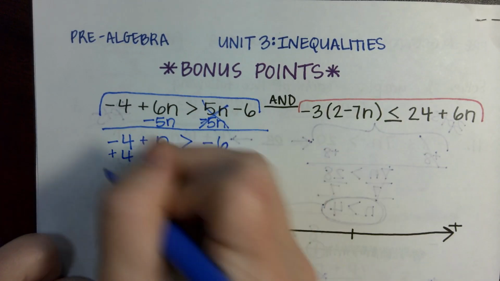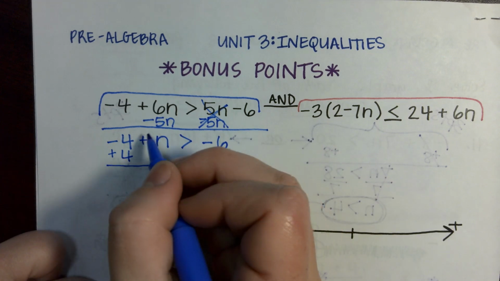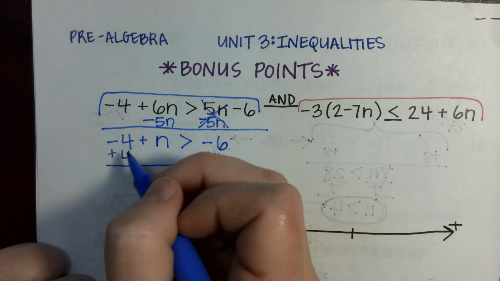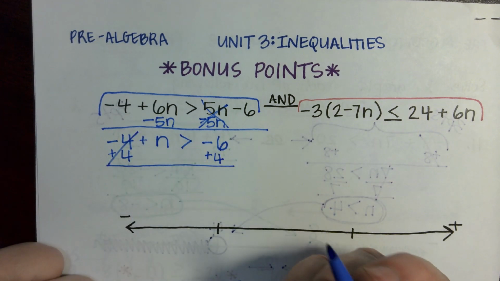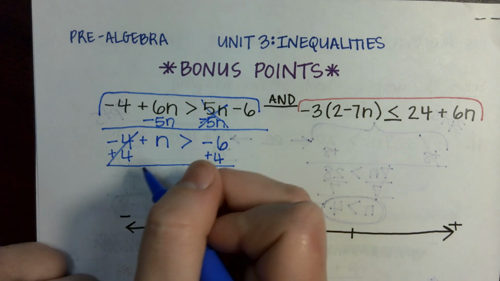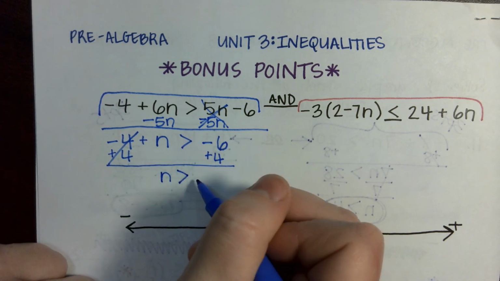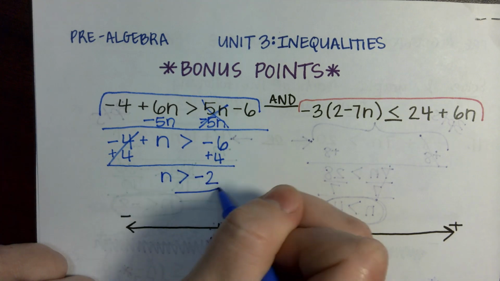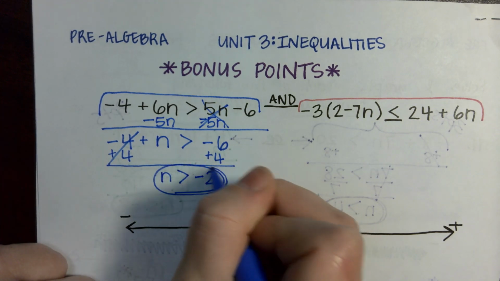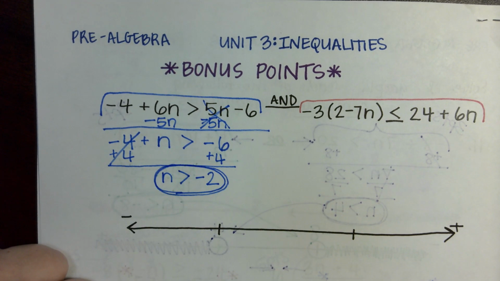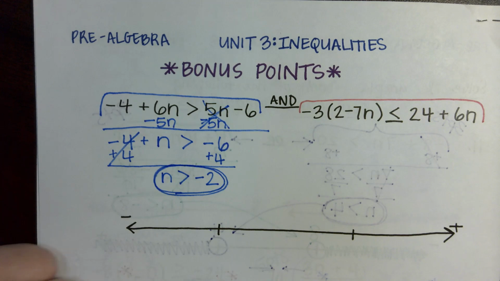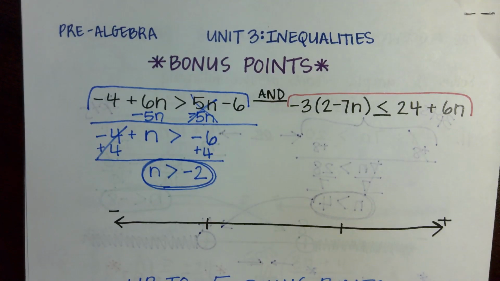Add 4. And the reason I would suggest not writing 1n and just writing n is it's just one more step. Now you're done. You've got n is greater than -6 plus 4, which is -2. You're done. There it is. That was only 2 little steps. It looks really scary, but it's not so bad, guys. Once you're really looking at it and making sure you know what to do, it's not as scary as it looks.